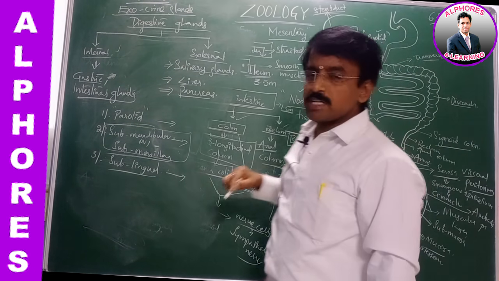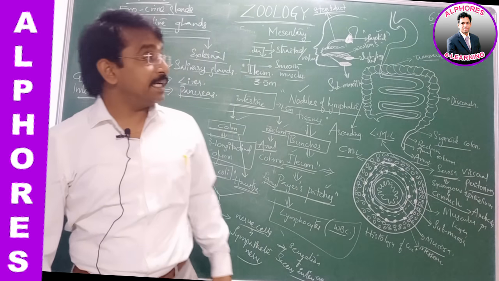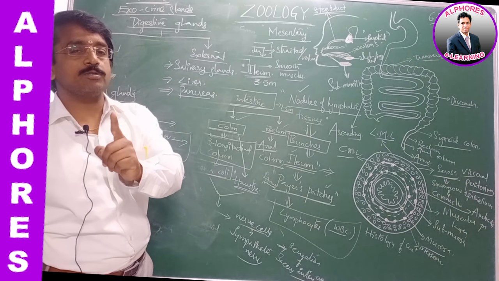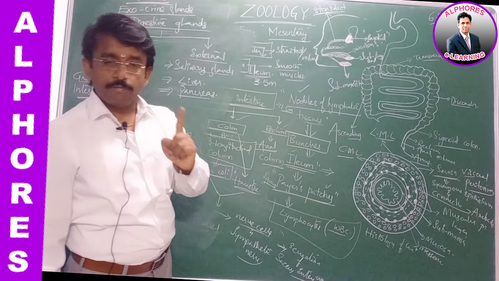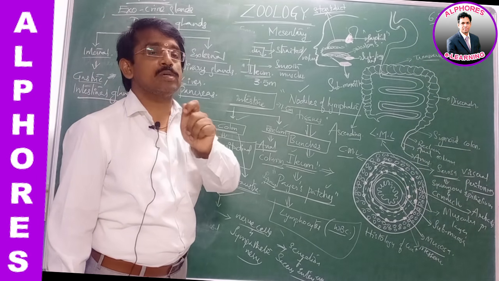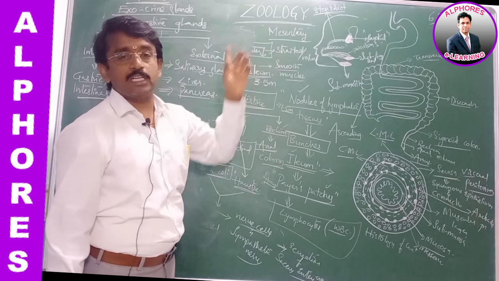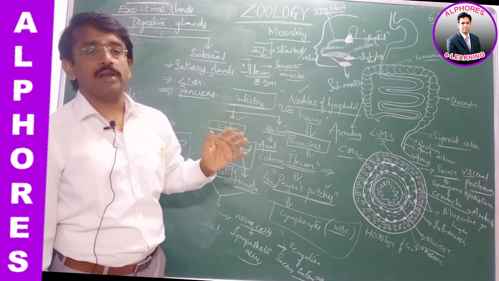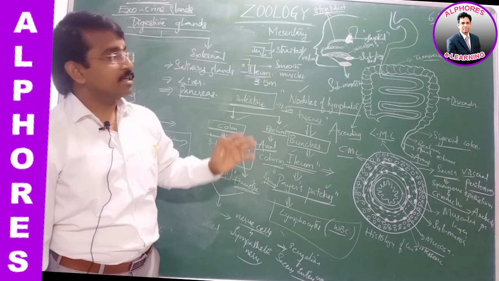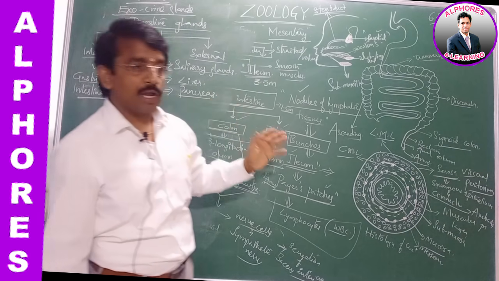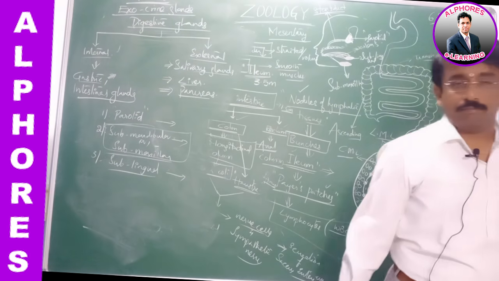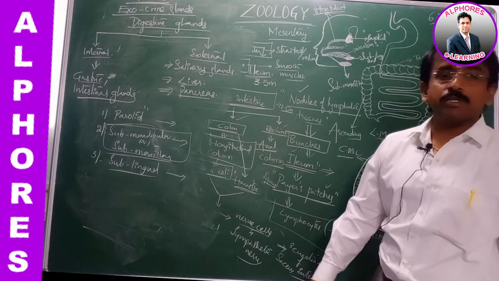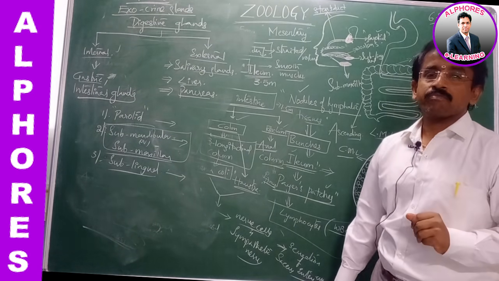6.8 is nothing but slightly acidic. And this salivary juice, per day about 1000 to 1500 ml, means 1 to 1.5 liters of saliva is secreted, which includes the salivary amylase, ptyalin. Ptyalin or salivary amylase is an enzyme present in the salivary juice.